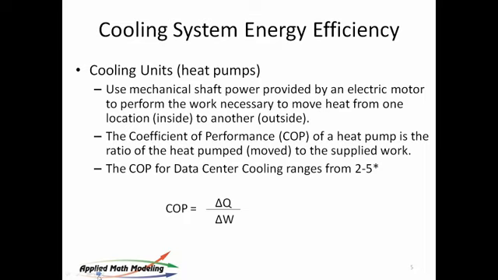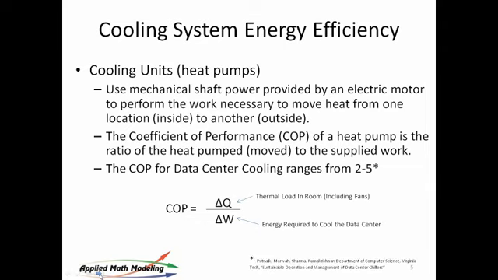They all work the same way, whether it's a refrigerator in your home, the air conditioner in your home, or the data center. And there is a relationship they use called coefficient of performance. The coefficient of performance is a ratio of the thermal load in the room, including the fans, which produce heat, divided by the energy required to cool the data center. It's this ratio that we're interested in.